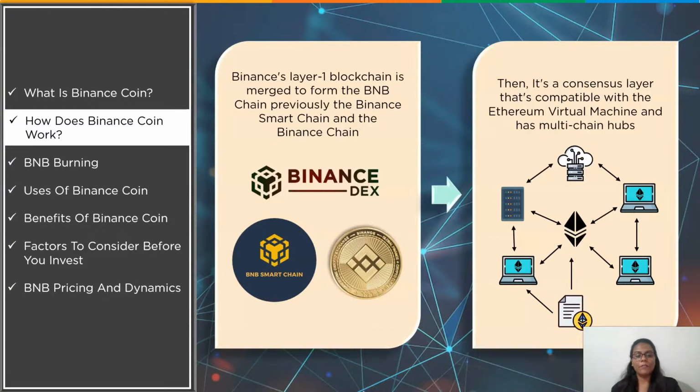Furthermore, BNB chain transactions are powered by the BNB gas token, which stands for Build and Build, previously also known as Binance Coin. Now, BNB Beacon Chain and BNB Smart Chain make up the BNB chain. The former is concerned with BNB chain governance, which allows BNB holders to vote and stake their coins. Then, it's a consensus layer that's compatible with the Ethereum virtual machine and has multi-chain hubs. Now, moving on, let's have a look at the BNB burn concept.